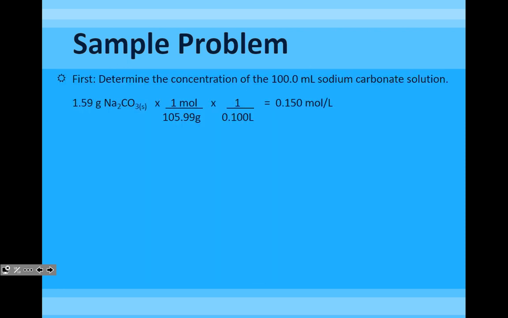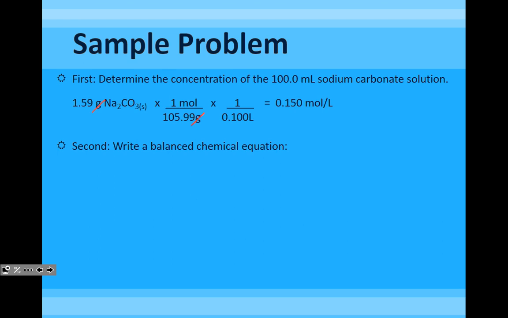Okay, first, you're going to determine the concentration of the 100 milliliter solution of sodium carbonate. So I have my 1.59 grams. I'm going to use my molar mass to get to moles, and I'm going to divide it by 0.1 because it has to be changed to liters. And we get our concentration of 0.150 moles per liter.